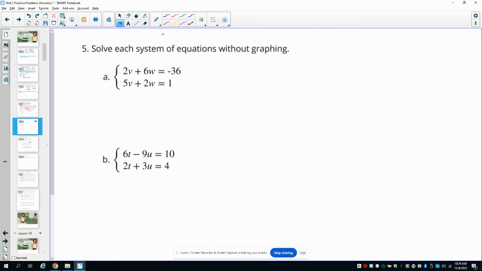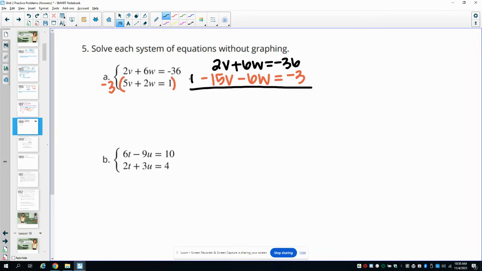Number 5, solve each system of equations without graphing. And so you can kind of choose how you want to do this. I see that I can take this bottom equation and multiply by -3, which will get me opposites in the w. So I'll rewrite down 2v plus 6w equals -36. Then I'm going to multiply the bottom equation by -3. So that's going to give me -15v minus 6w equals -3.